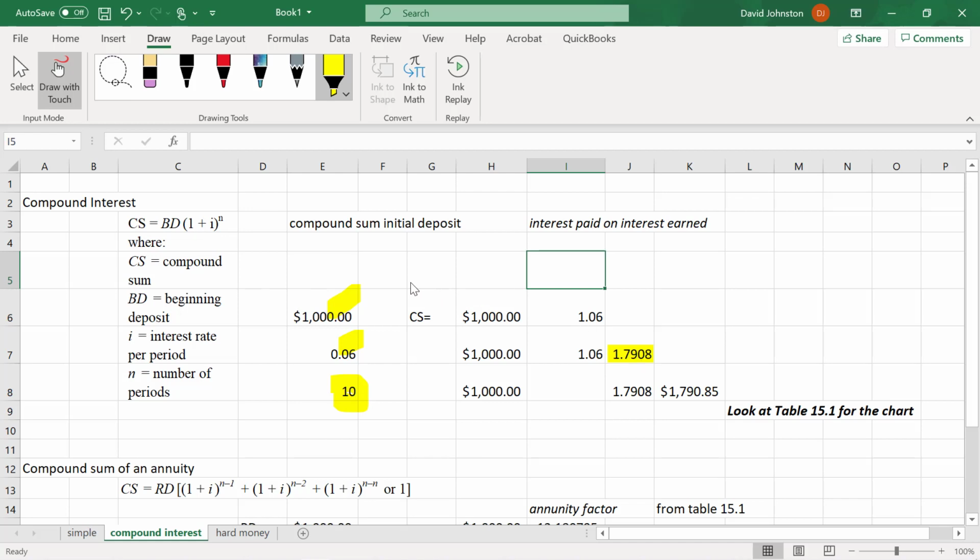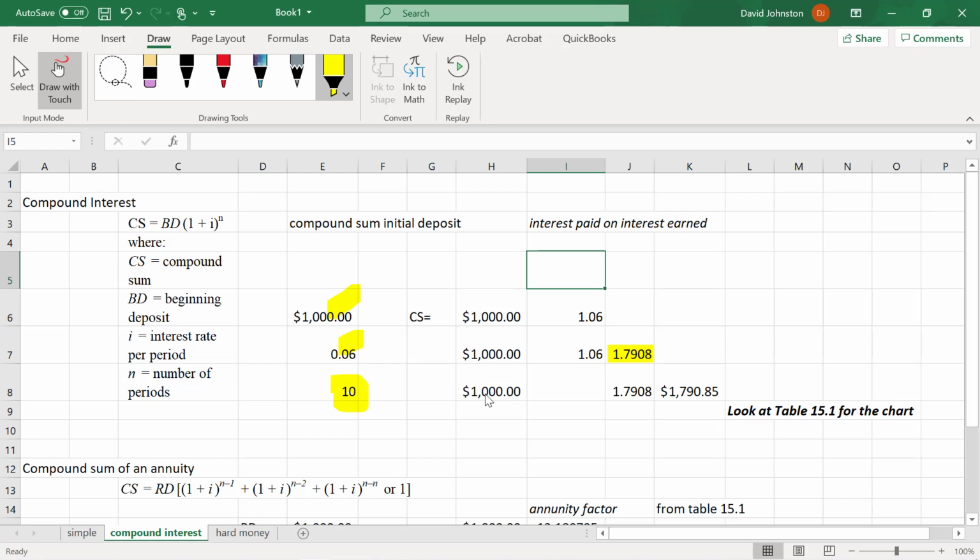But what you're saying in this situation is I've got $1,000, I'm going to put it into the bank. The bank's going to give me 6% on it, and I'm going to leave it there for 10 years. So what happens to that initial deposit of $1,000? What it does is your initial deposit times the 1.06 to the nth power gives you this factor of 1.7908.